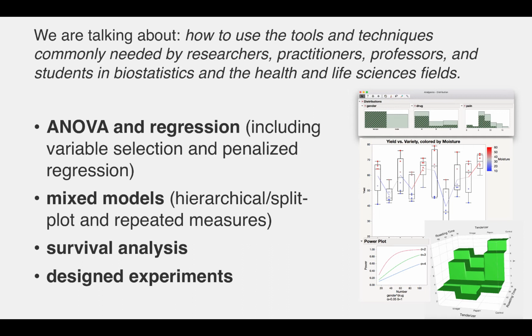And specifically, we're going to go through 6 examples today. We'll look at an ANOVA, a regression that has some complicated features involved. We'll look at 2 kinds of mixed models, a split plot design and a repeated measures design, a survival analysis example, and then we'll look at how to actually plan out a designed experiment.